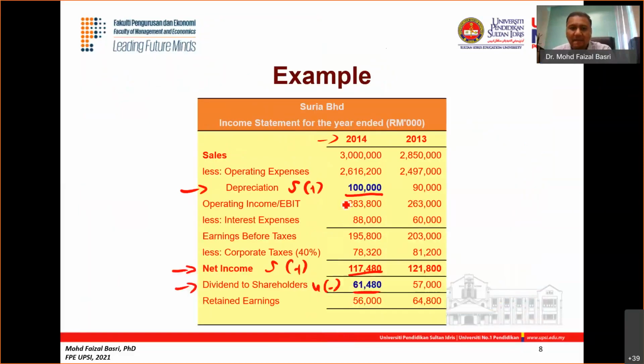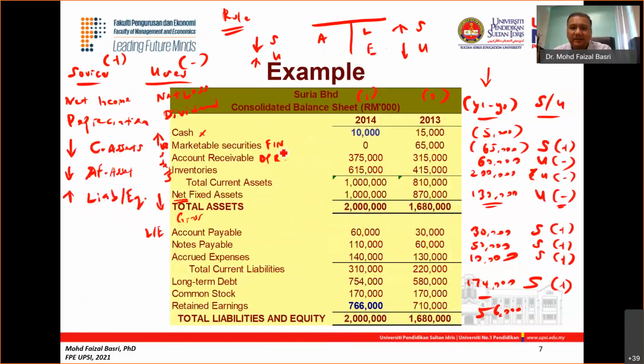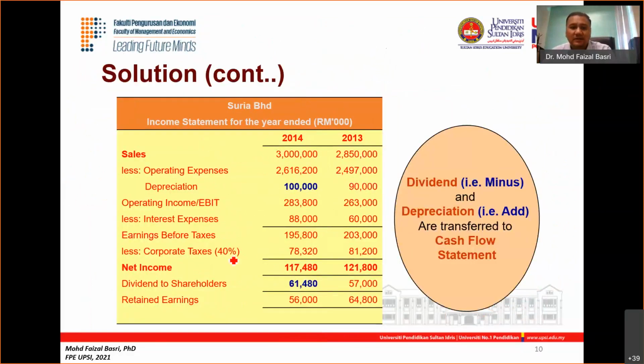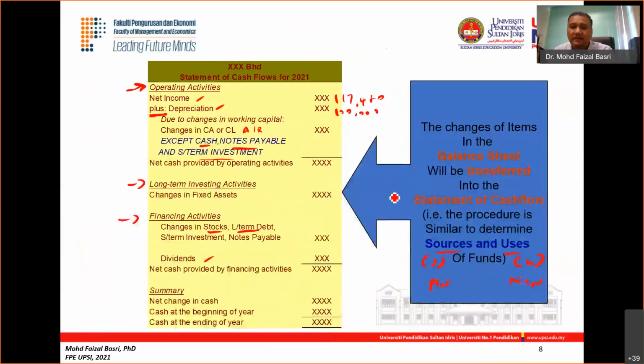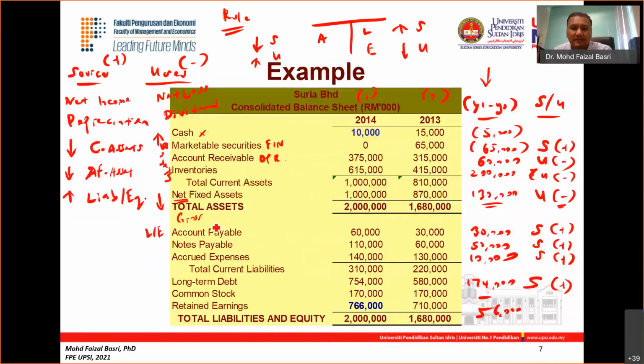Again, bear with me. Under marketable securities, financing, I put it here. It is 65,000, sources, add. So marketable securities, 65,000 without negative sign, plus. Then notes payable, again, 50,000. So from here, notes payable, this one, also under financing. 50,000 plus, and the rest would be from long-term debt, plus 174,000.